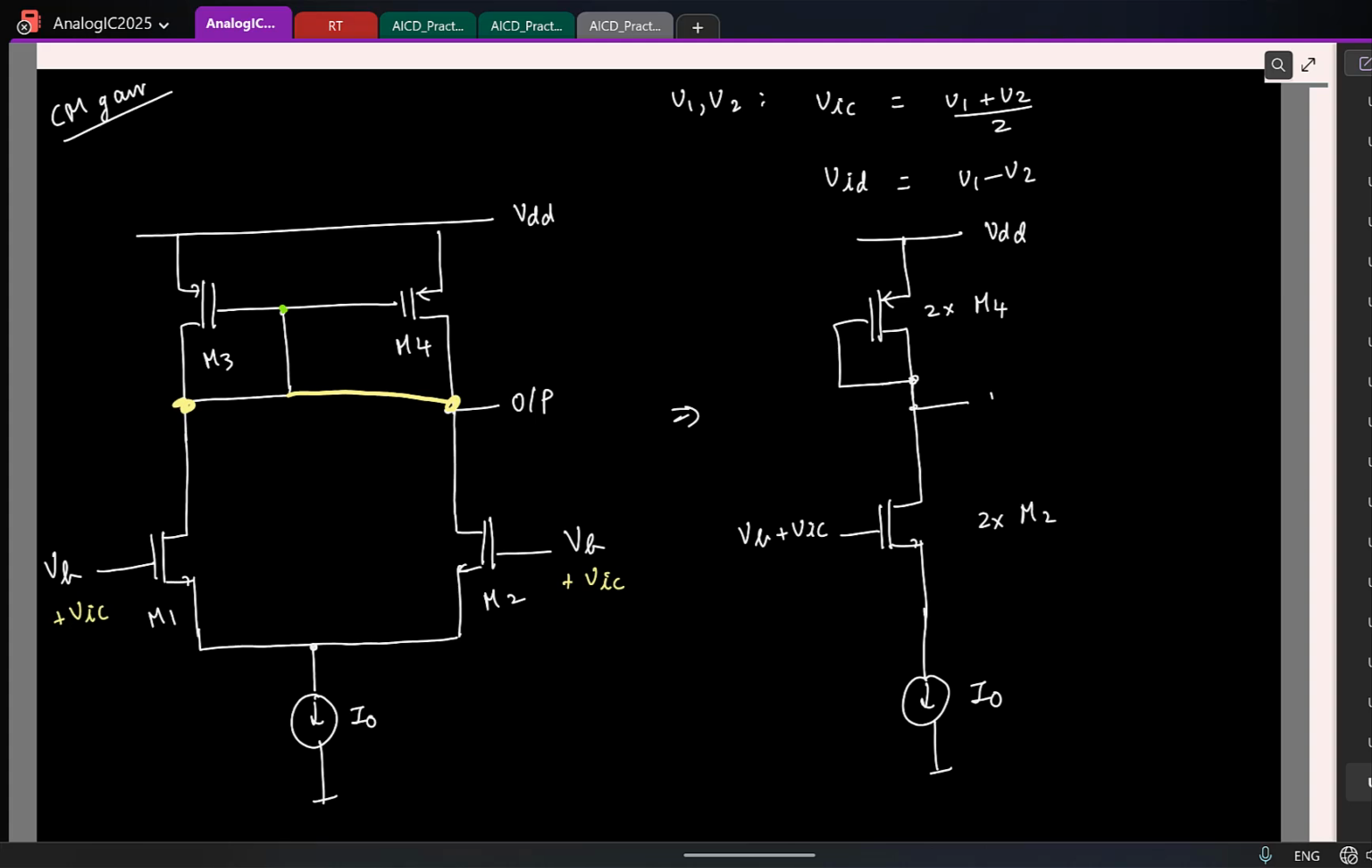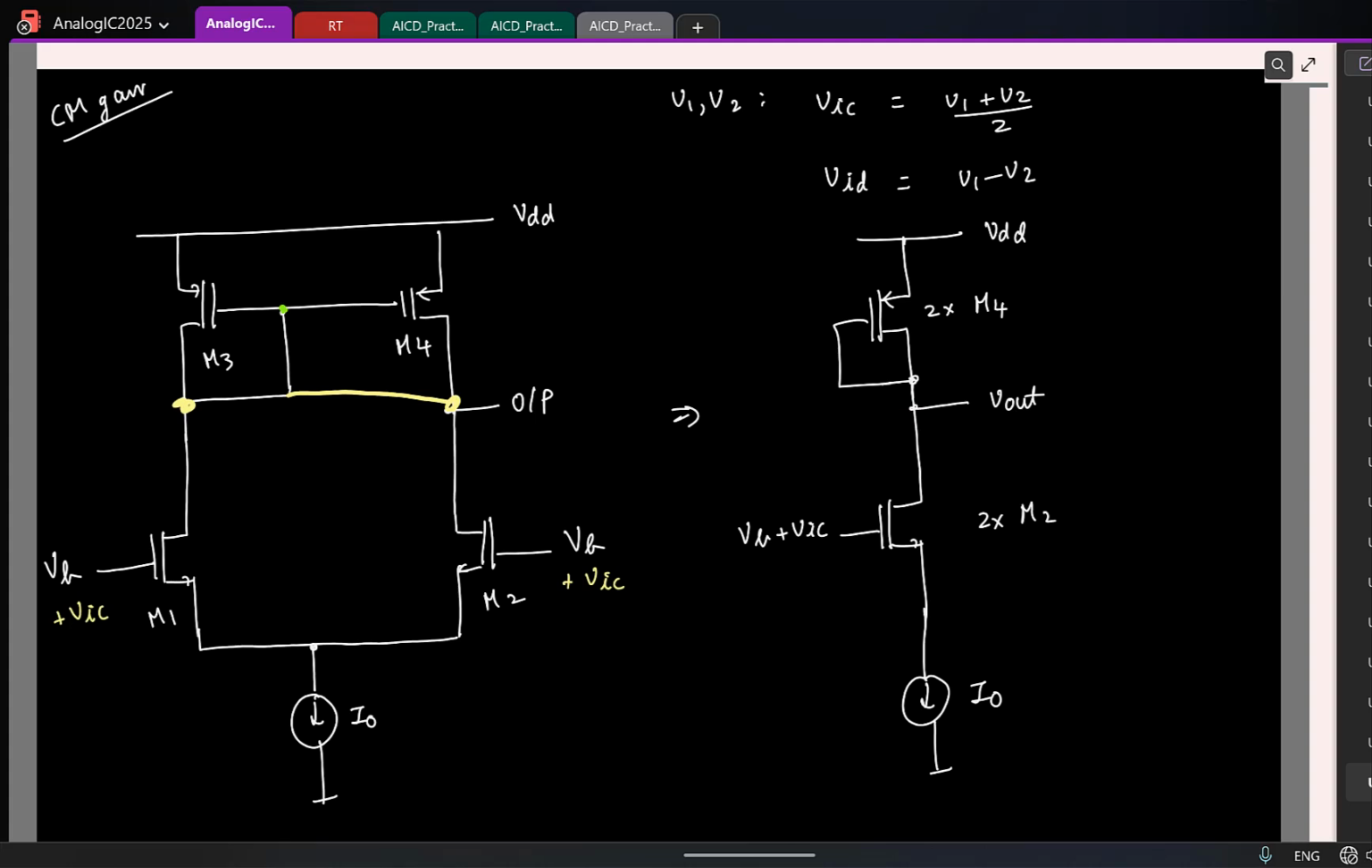Now you tell me, this is my V out. If there is a small signal change in the gate voltage, how much will be the small signal change in the drain voltage here? There is a bias voltage. On top of the bias voltage, I am applying a small change in the gate voltage. How much will the drain voltage change by?